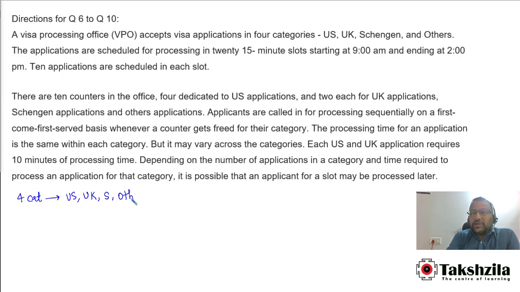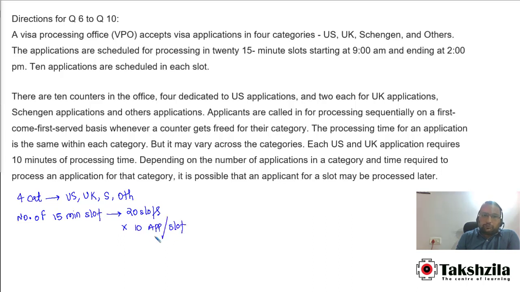The applications are scheduled for processing in 15-minute slots starting from 9 a.m. and ending at 2 p.m. 10 applications are scheduled in each slot. So now look at it. The number of 15-minute slots is 20. In each slot there are 10 applications, so the total number of applications becomes 200.